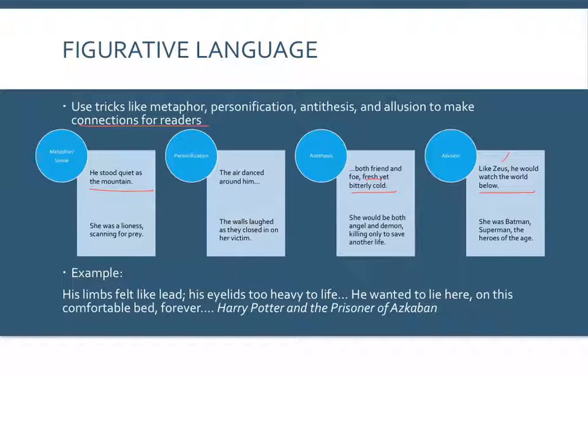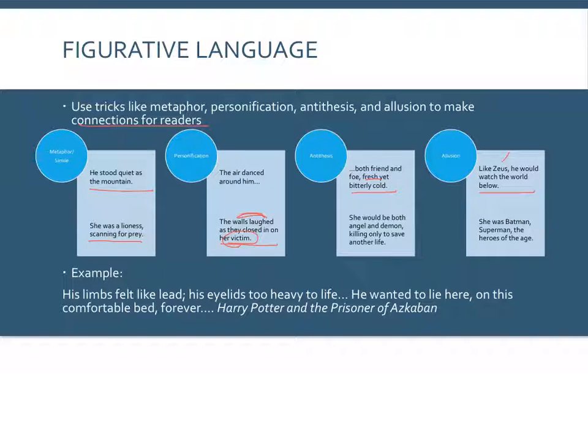A different type of example: "She was a lioness scanning for prey." Well, a lioness is fierce, will take down any danger or any meal that needs to be taken down. So I'm already establishing that whoever the she is, she's powerful. "The walls laughed as they closed in on her victim." So this is a dark, dark sentence here. We're using the word victim, but the walls themselves are laughing. They're mocking as that victim is chased down by the lioness woman.